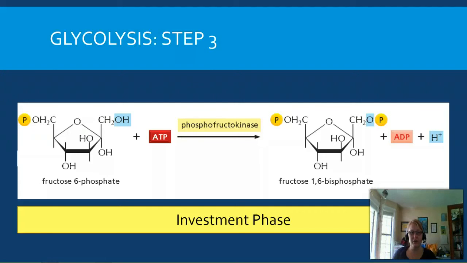Now we're going to continue through our investment phase, and this is where we lose our other ATP. What we're going to do is put a mirror phosphate group on the other side of the molecule, once again with our goal being to be able to easily split this molecule down the middle and create 2 identical molecules. So this is the other place where we use that ATP. Any sugar that's going to be broken down has to pass through phosphofructokinase in order to proceed through this process. So it's really important. This step 3 is the gatekeeper of glycolysis.